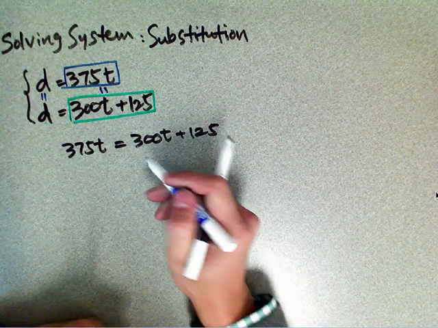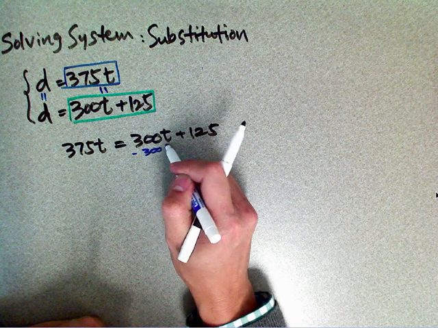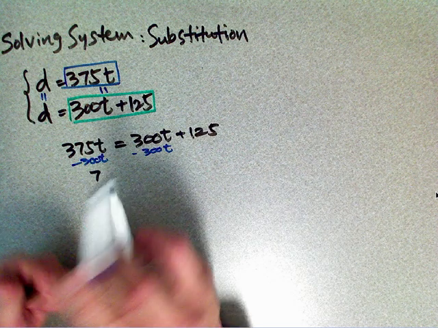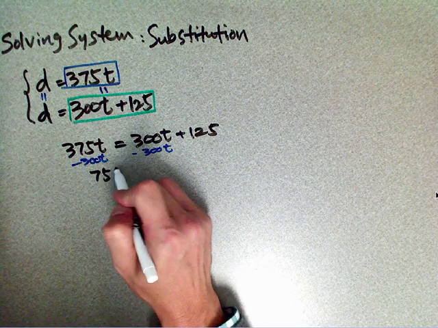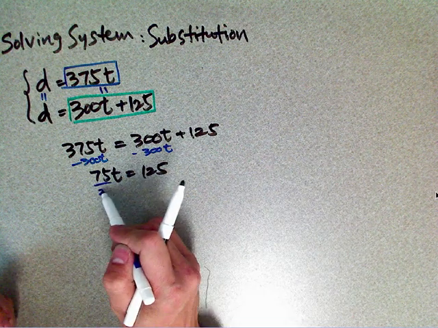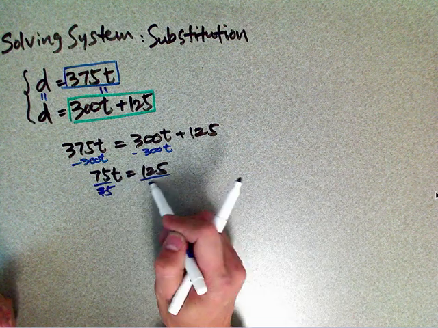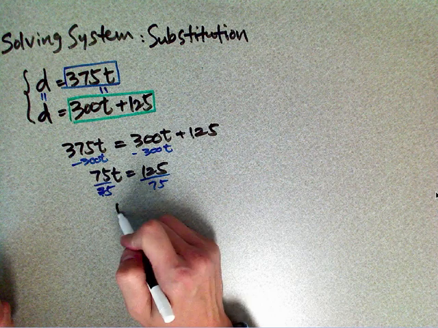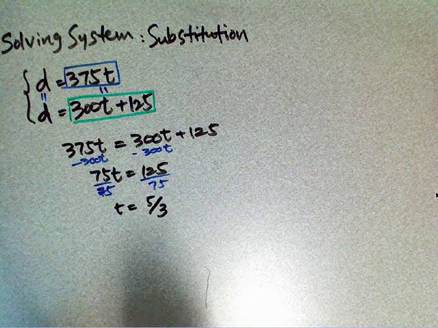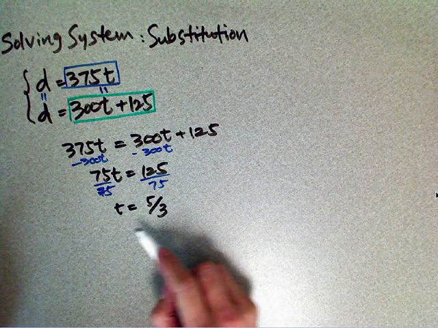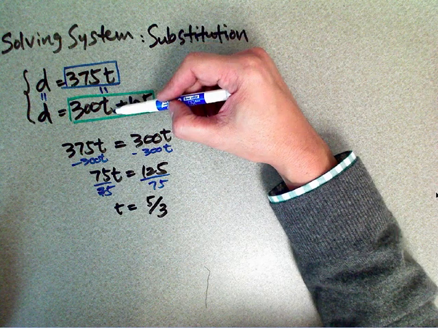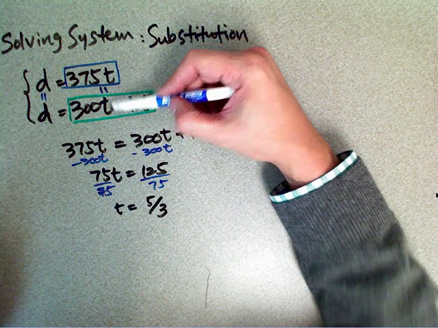And then now you know how to solve this one, right? Subtract 300t from both sides, and then we got 75t equals 125. Divide by 75, divide by 75. So t is going to be equal to 5/3, right? So we know what the t is. So we know this t equals 5/3, and we know this t is equal to 5/3.